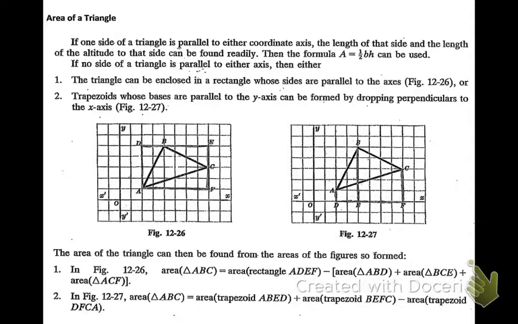If no side of a triangle is parallel to either axis, then either the triangle can be enclosed in a rectangle whose sides are parallel to the axes, as you can see in figure 12-26, or trapezoids whose bases are parallel to the y-axis can be formed by dropping perpendiculars to the x-axis, as in figure 12-27. You can see we've got the trapezoids.